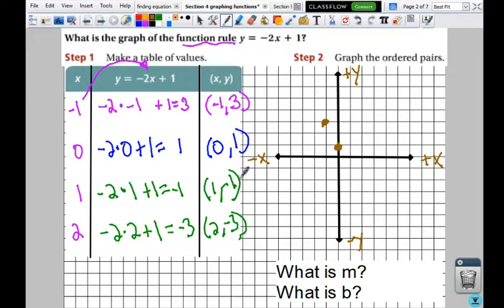My next one, I have 1, negative 1. X is positive, so I'm going this way, 1. And then y is negative, so I'm going down 1. And I'm going to put my dot right there. And then my last one, I'm going 2, negative 3. So start in the middle. I'm going right, 1, 2. Y is negative, so I'm going down 1, 2, 3. My dot right there.